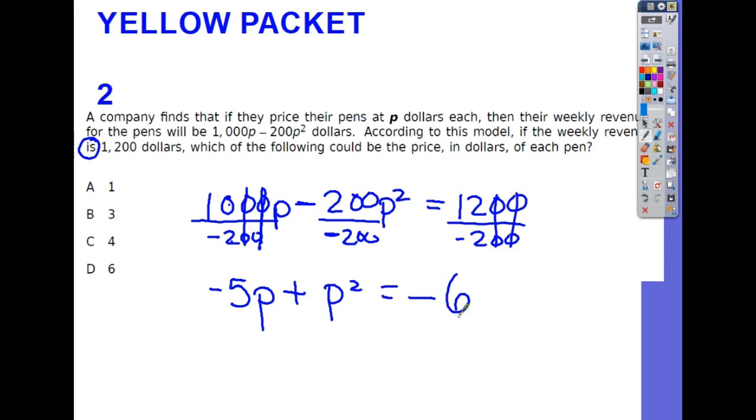So if I'm going to solve a quadratic, I have to make it equal to 0 and factor it. So I need to add 6 to both sides, and then I'm going to put it in standard form with the p first. Add 6 to both sides. Only don't change the sign in the middle of the problem, then you'll have a sign mistake.